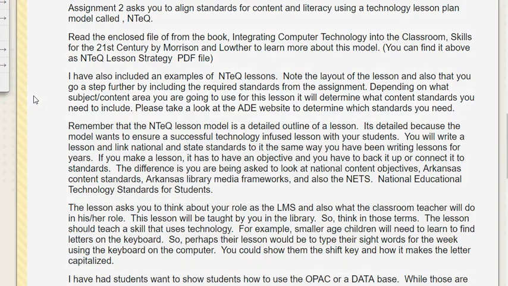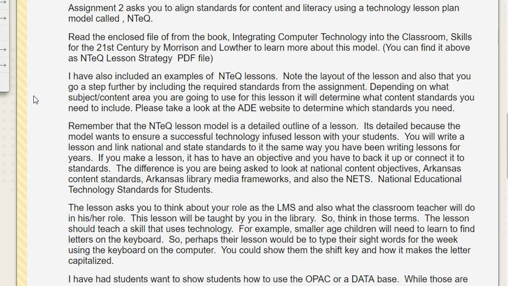Assignment 2 for our course is going to ask you to align standards for content and literacy using a technology lesson plan model called the NteQ model. You're going to read the enclosed files from the book, Integrating Computer Technology into the Classroom: Skills for the 21st Century by Morrison and Lowther to learn a little more about this model. I've also included some examples of NteQ lessons.